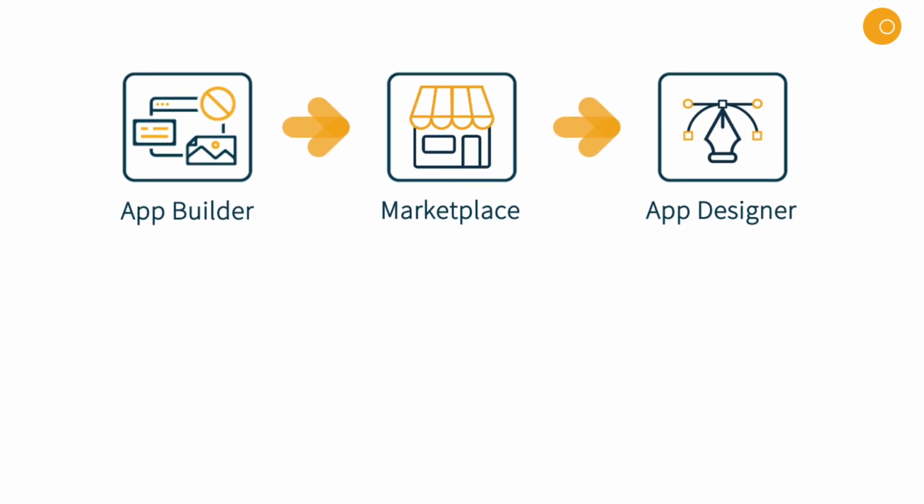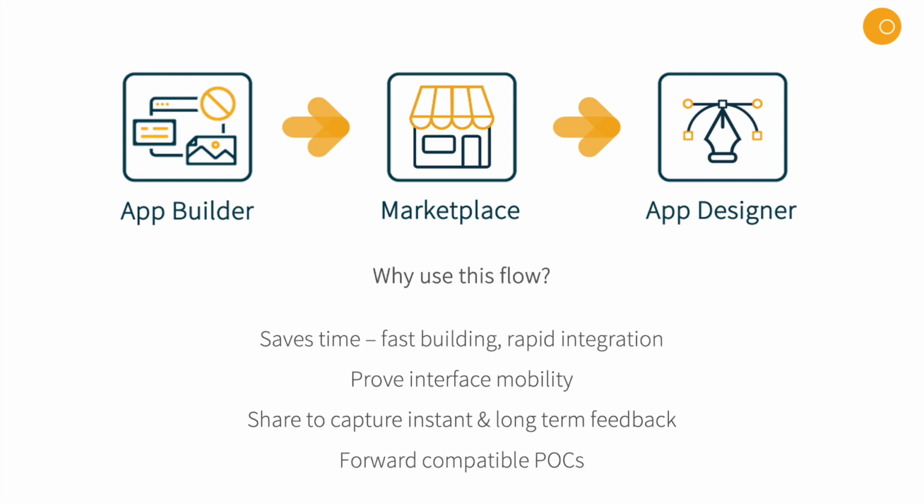So why use this development flow? Mainly to save time. For the app builder, we have the optimized drag and drop experience with hundreds of pre-made building blocks to be used as is or adjusted to fit your use case. Within the app builder, you can quickly adjust between mobile and desktop views, allowing you to prove the responsiveness of applications. You can utilize the built-in sharing features of the app builder to capture direct feedback and usage data to feed back into the development cycle. An app built with the app builder is a forward compatible proof of concept. You have quick deployment of applications to your team or to the entire world via the marketplace, ready to be installed in both the SAP and Open Edition modules.